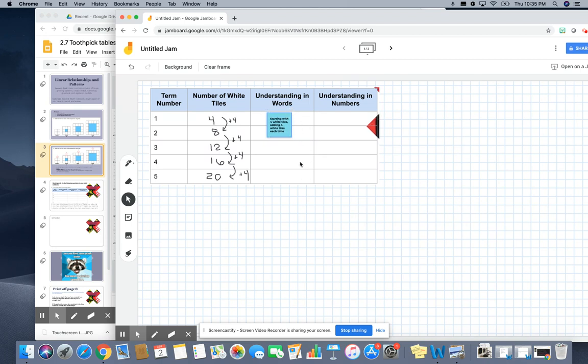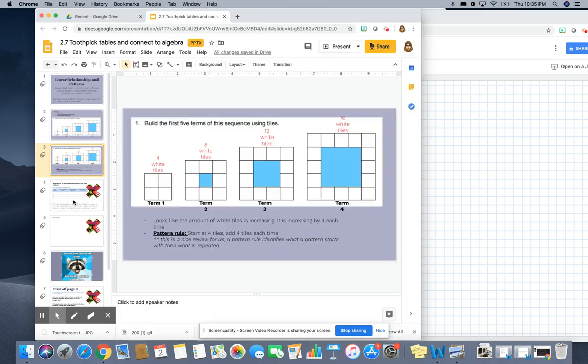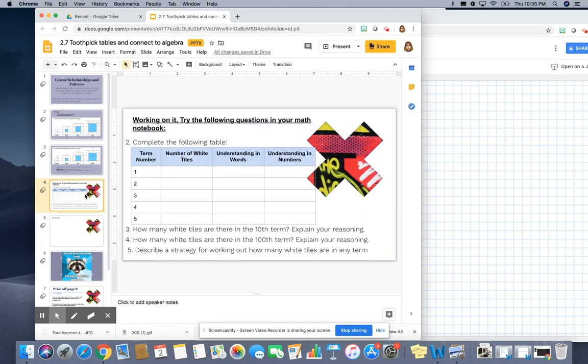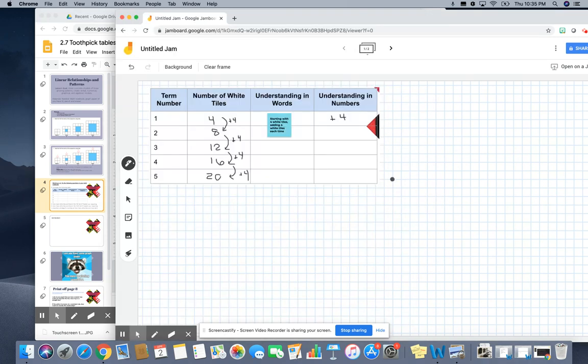But if we were to look at this as a number, and we're looking at writing an equation of this, we know that it is increasing. So we are looking at adding 4 each time. So our question is: how many tiles would there be in the 10th term, and being able to explain your reasoning?